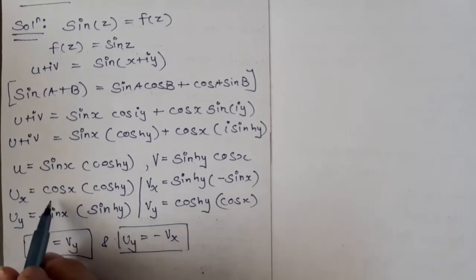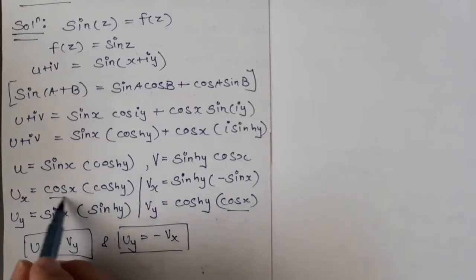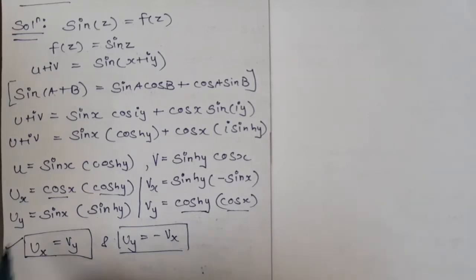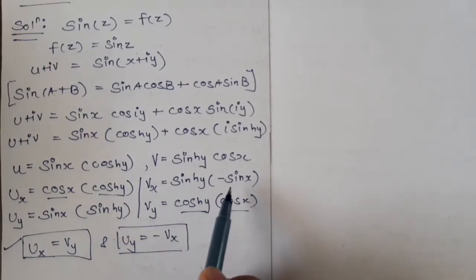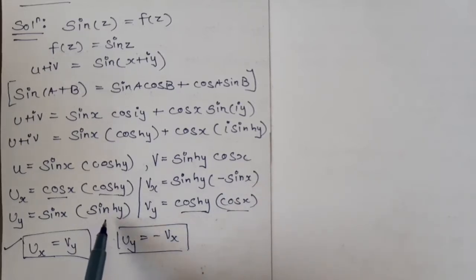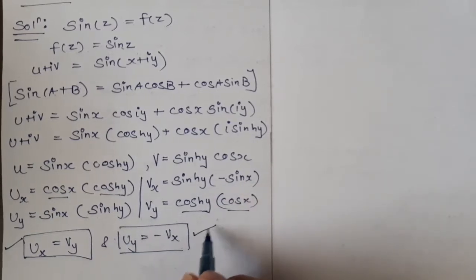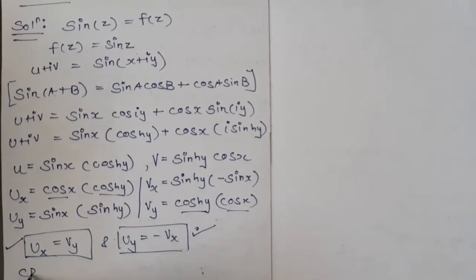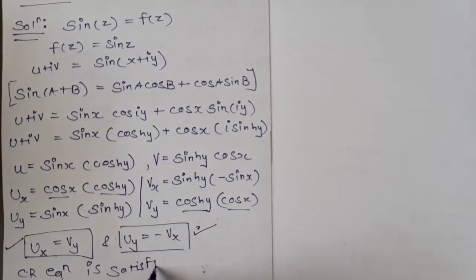So ux is cos x cosh y, and vy also has cos x and cosh y. So this equation is satisfied. Okay, so now we will see uy equals minus vx. uy has sin x, and vx also has sin x, and uy has sinh y, and vx also has sinh y with a negative sign. So this equation is also satisfied. So we can say that the CR equations are satisfied everywhere.